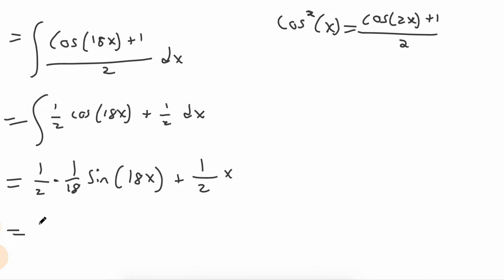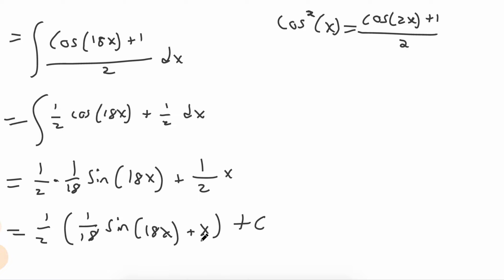So if you simplify that, it's 1/2 times 1 over 18 sine 18x plus 1/2 x plus some constant c, plus that arbitrary constant c.